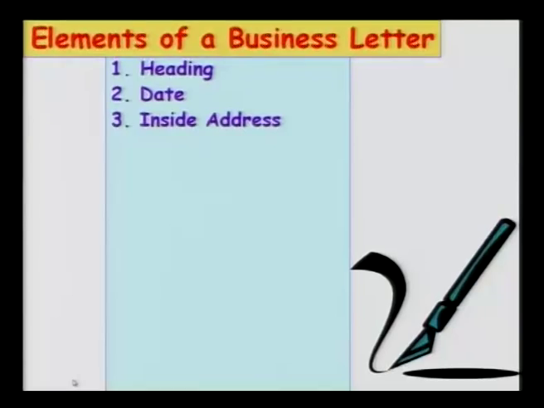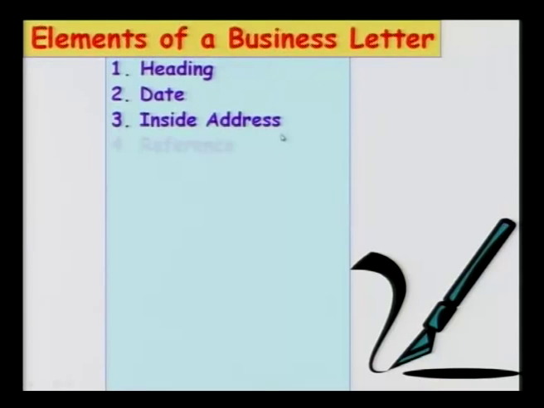It starts with the heading. Nowadays we look at the letterhead, which is also the heading. When the letterhead is not there, then we have to create that heading. Then it is followed by the date, and the third element is the inside address. While the heading has the sender's address, the inside address is for the receiver. This is again followed by the reference. I will tell you in detail about all these elements in the next few slides.